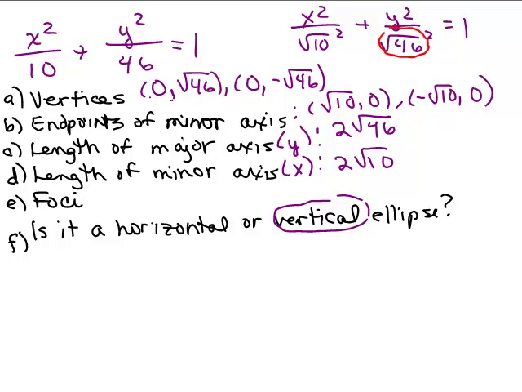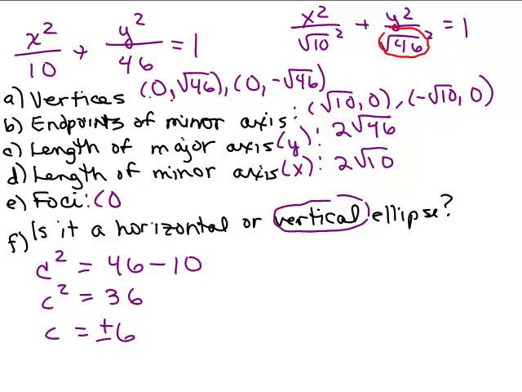Almost done. How about the foci? We just subtract the numbers and take the square root, or if you want to see it, it's just going to be 46 minus 10, right? Because this is the bigger number minus the smaller number, right? So we will get c squared is 36, so c is plus or minus 6. So we just have to decide whether the foci are on the x or y axis. Well, it's on the major axis, so it's on the y-axis, so this will be 0, 6, and 0, negative 6.